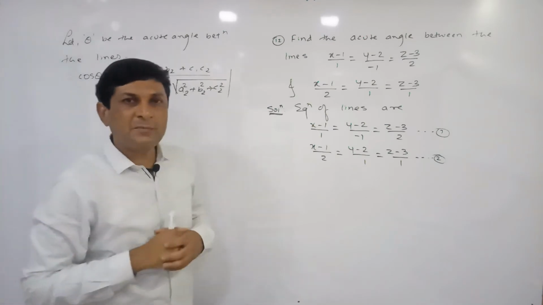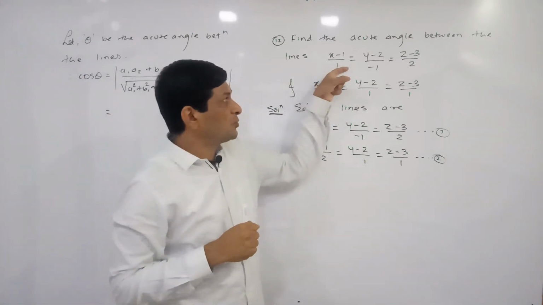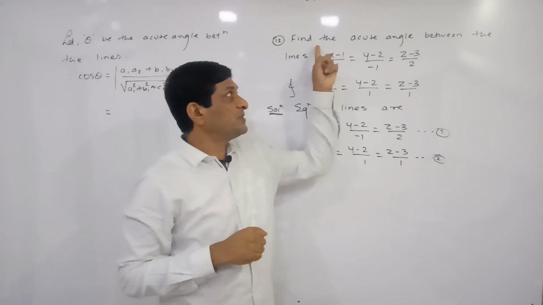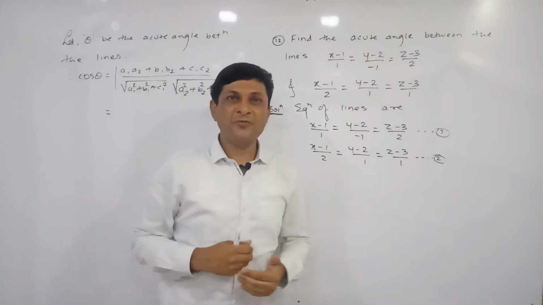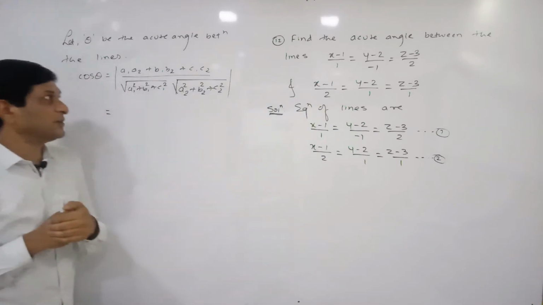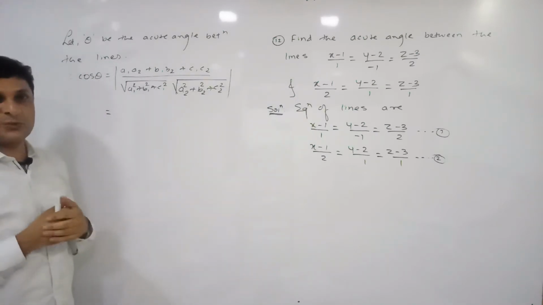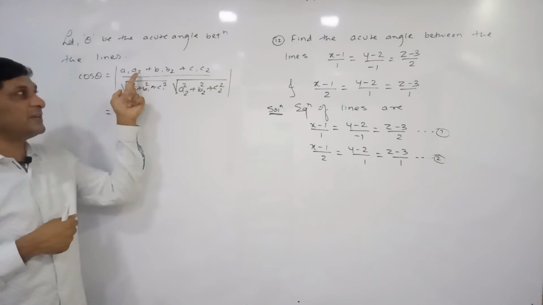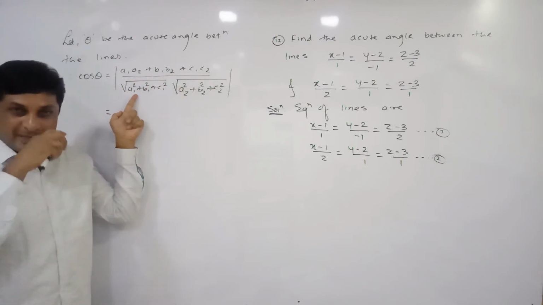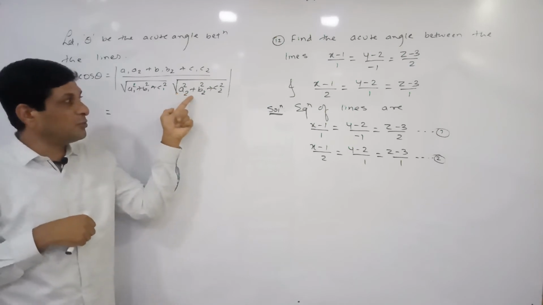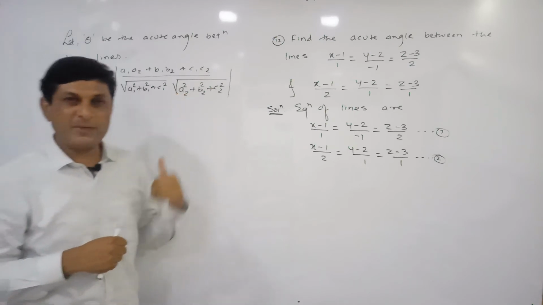Now see in the example number 12th, equation of two lines are given to us, and using this we have to find out acute angle between two lines. Now we have one formula to find out acute angle between two lines if their direction ratios are known to us. What is that formula? A1 A2 plus B1 B2 plus C1 C2 divided by under root A1 square plus B1 square plus C1 square into under root A2 square plus B2 square plus C2 square.